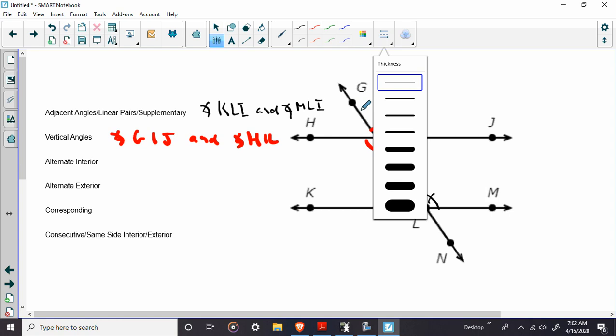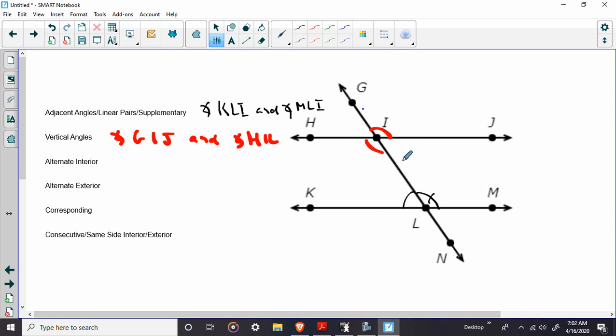Alternate interior. So I will say this one right here, and alternating to the other side, and also on the interior, is going to be this one down here. So that's angle JIL and let's go ILK.